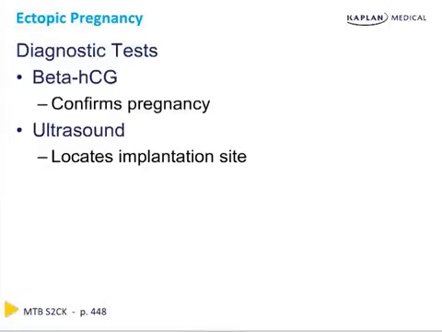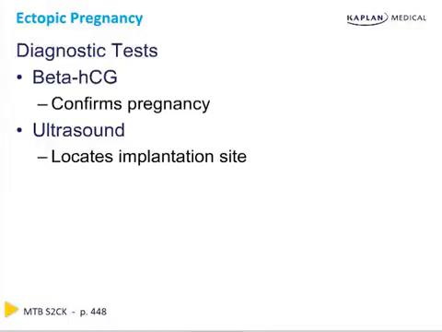If this type of an imaging study is non-diagnostic or we can't see the pregnancy, it may be because the pregnancy is too early to be visualized by ultrasound. We can confirm this by getting a quantitative beta-HCG and looking for the so-called discriminatory zone, which is the beta-HCG in which you should see a pregnancy in the uterus. The discriminatory zone is typically a serum beta-HCG of 1,500 to 2,000 international units per liter.